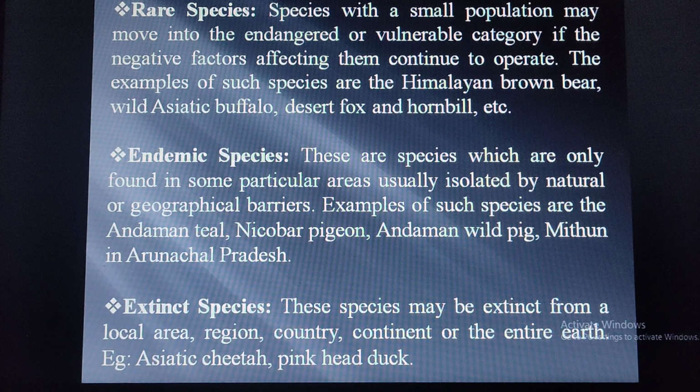Next, we are going to learn about endemic species.